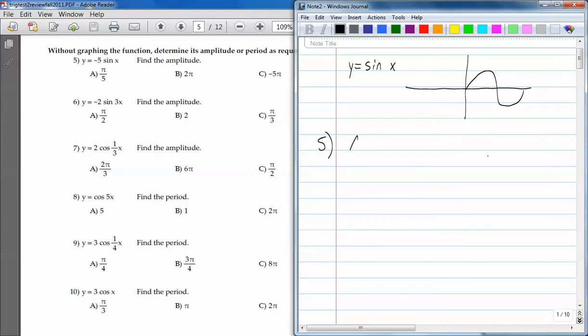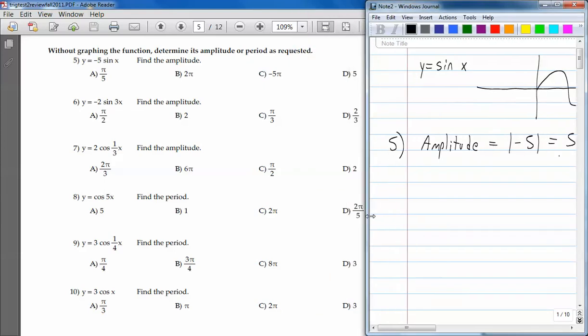Remember, the amplitude is the absolute value of the number in front. Alright, so that's going to be absolute value of negative 5 or 5. Okay? So that one has to be D.